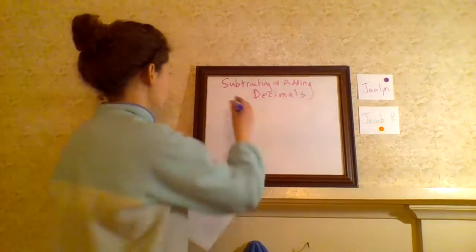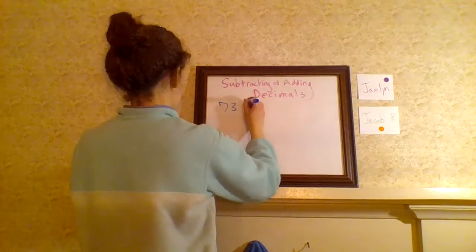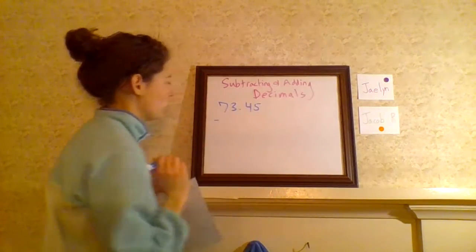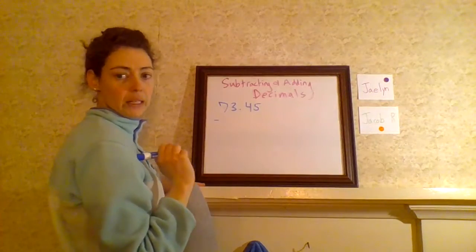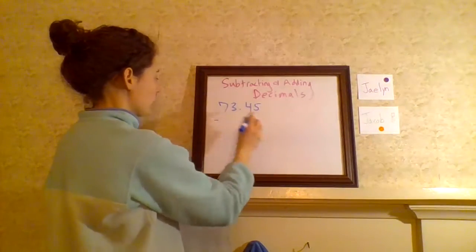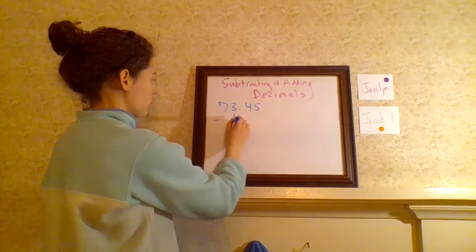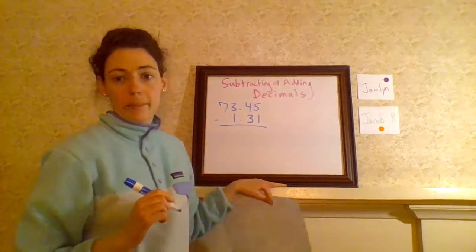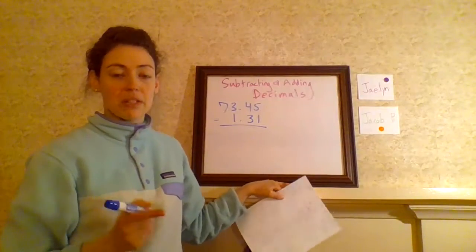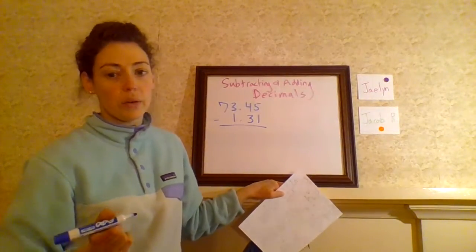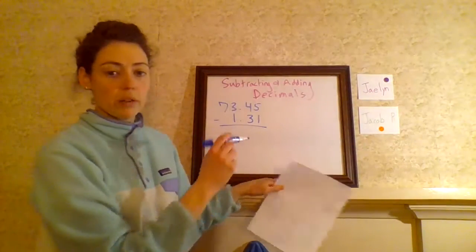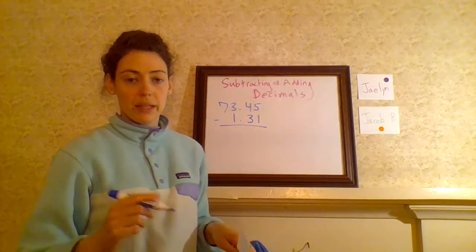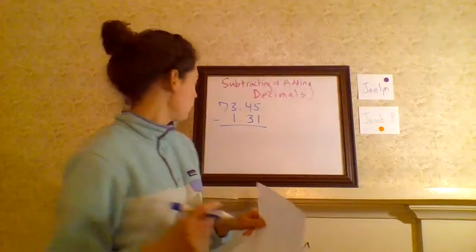So for example, if we had 73.45 minus 1.31, where would we put that? So let's see, 1.31. So the point's going to be here, so 1.31. Okay. And if you don't have paper and a pencil with you already, you should pause the video and go get some, because I'm going to be running through a bunch of questions that I'd like you to try as we go along, and that will help make sure that you know what you're doing.